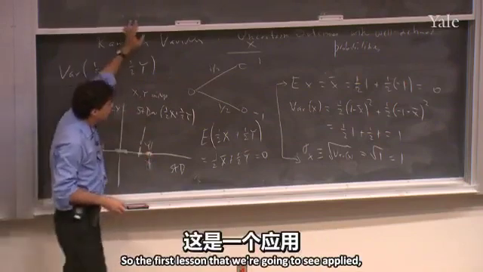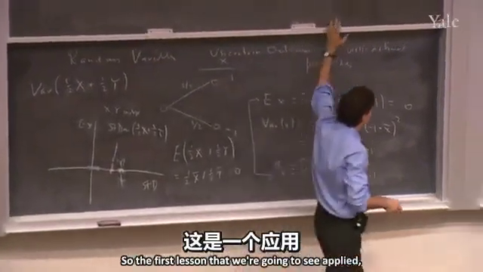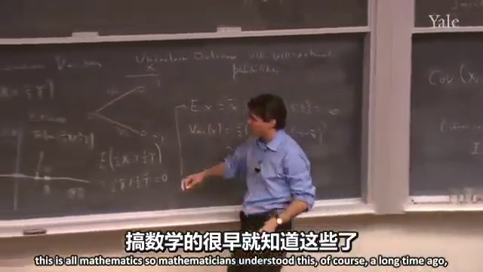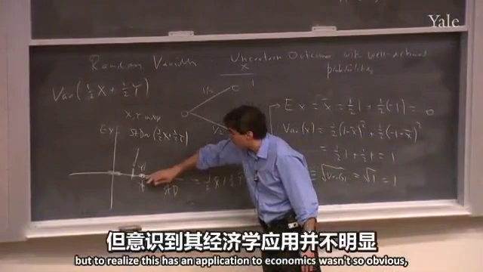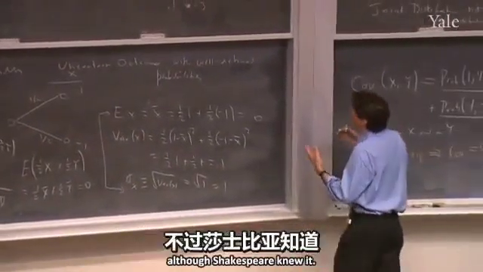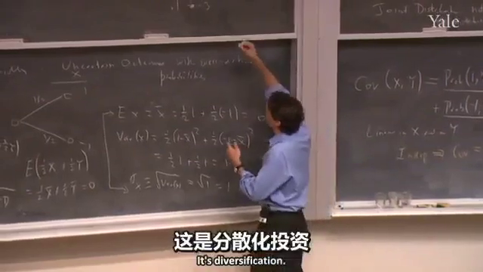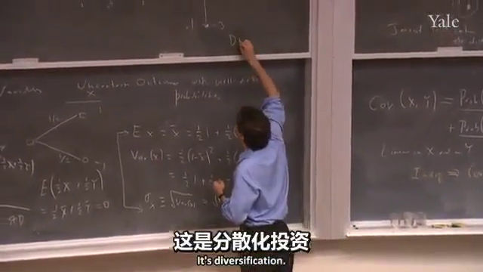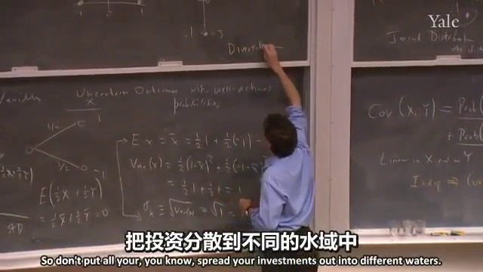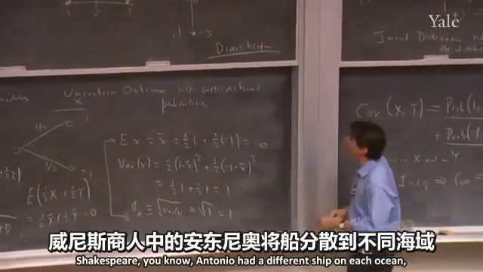Okay, so the first lesson that we're going to see applied, this is all mathematics. So mathematicians understood this, of course, a long time ago. But to realize this has an application to economics wasn't so obvious. So this is the thing, although Shakespeare knew it, it's diversification. So don't put all your investments in one place, spread them out into different waters.